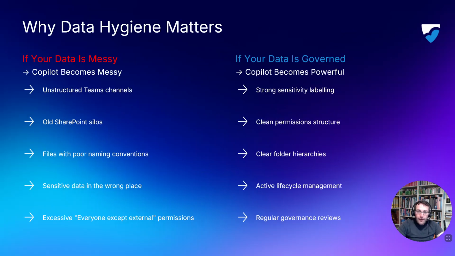So talking about data hygiene, I think that's really important. We need to make sure that our data is as less messy as possible. Copilot will always become messy if we have unstructured Teams channels, old SharePoint silos that aren't used anymore, but guess what we have access to? Files with poor naming conventions, sensitive data in the wrong place, and excessive everyone except external permissions. These things really highlight areas of concern.